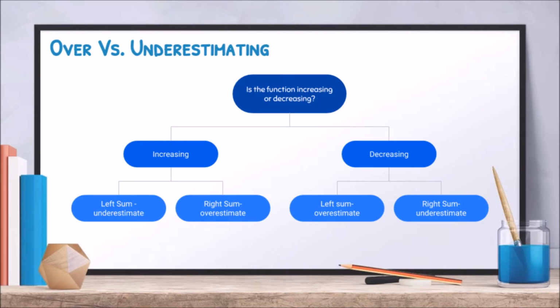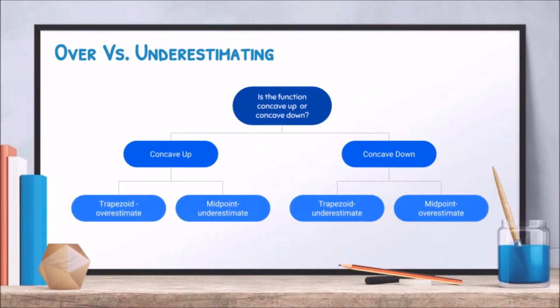Riemann sums are merely approximations, so it's important to determine whether they are over or under the actual value. To determine whether your calculation is an overestimate or an underestimate, you can utilize this visual. First, you have to determine whether the function is increasing or decreasing. If it's increasing, then the left sum is an underestimate and the right sum is an overestimate. If it's decreasing, the left sum results in an overestimate and the right sum results in an underestimate.